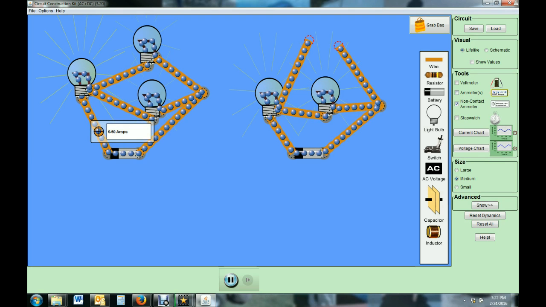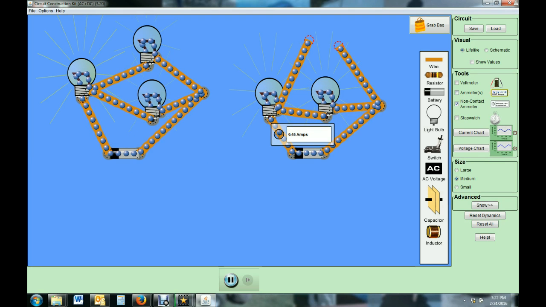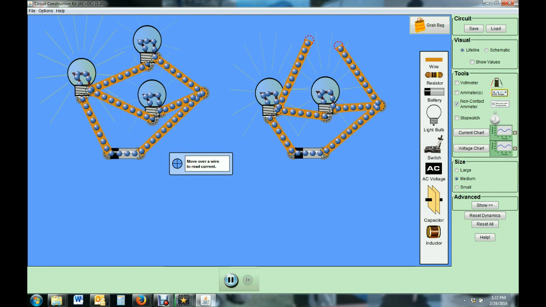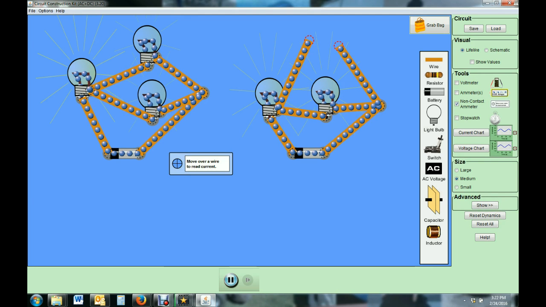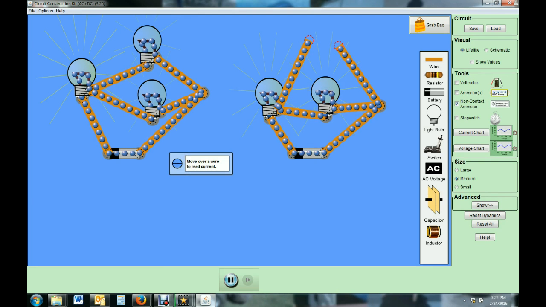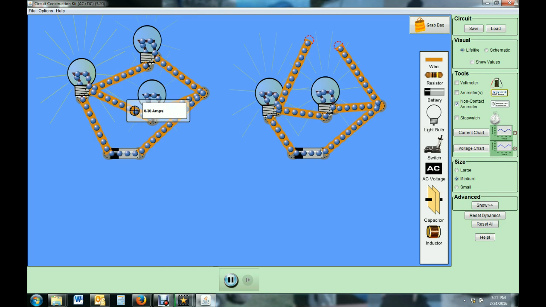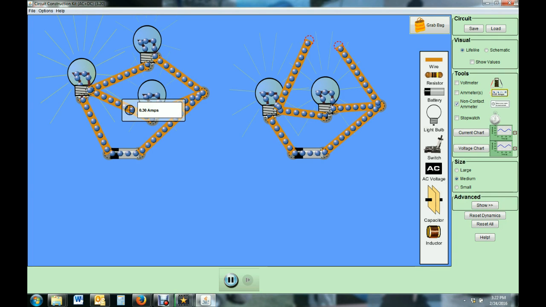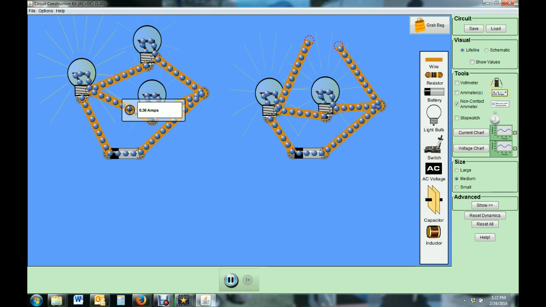This circuit produces 0.6 amps. This circuit produces 0.45. All 0.6 goes through this bulb, so it has to be the brightest. 0.45 go through each of these, so they are the second brightest. And then 0.3 is going to go through each of these. So 0.6 comes out of the battery, 0.3 goes to the top bulb, 0.3 goes to the bottom bulb. They reconnect at the third bulb and come back in, if you will.